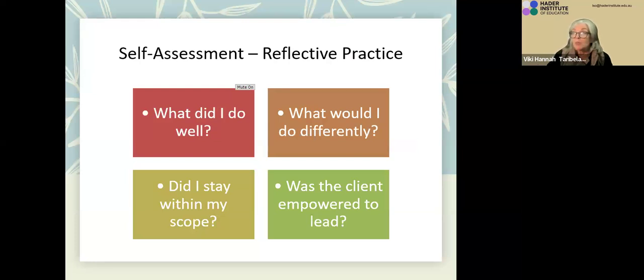Then reflect, what did I do that went well? What would I do differently next time? Did I stay within the scope of my role? And was the client empowered to lead? Did they have agency over that space?